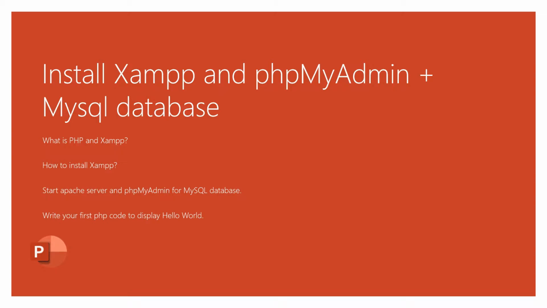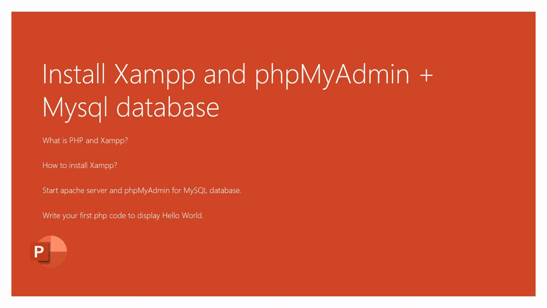And what is XAMPP? XAMPP is a server that we can use to run our PHP web application or PHP website on our local computer or local laptop. So we can test our web application or website using the XAMPP server on our local computer. Okay, fine. So our second point is how to install XAMPP. Now I'm going to show you how you can install the XAMPP server on your computer.